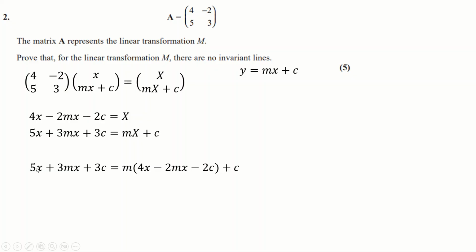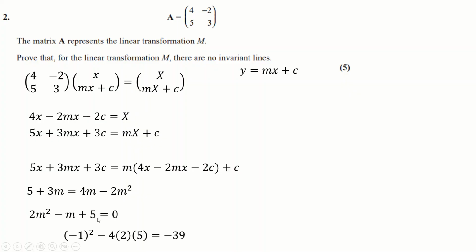So 5 plus 3m of them over here must be 4m minus 2m squared over here. And that finally gives us something that it looks like we can actually solve. Of course, we can rearrange this, and we can show via the discriminant that this doesn't have any roots at all. And so there's no m for which you can get from a line with gradient m to the same point on the line. So therefore, there are no invariant lines here.